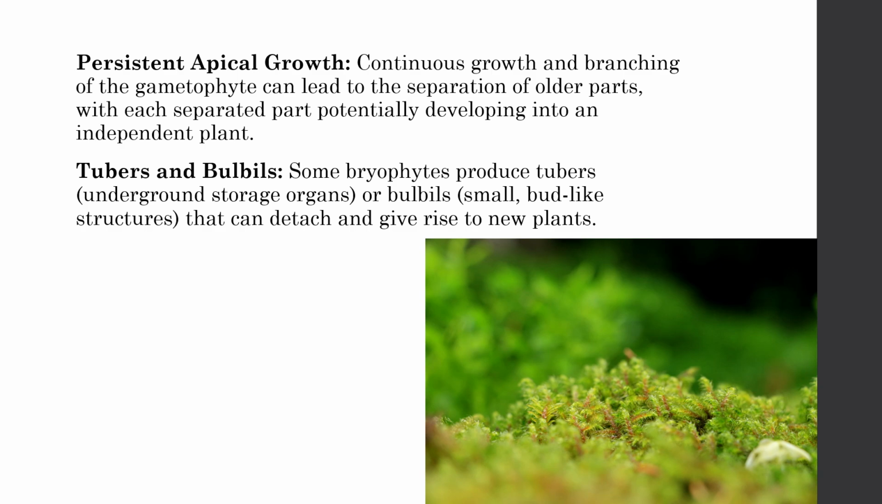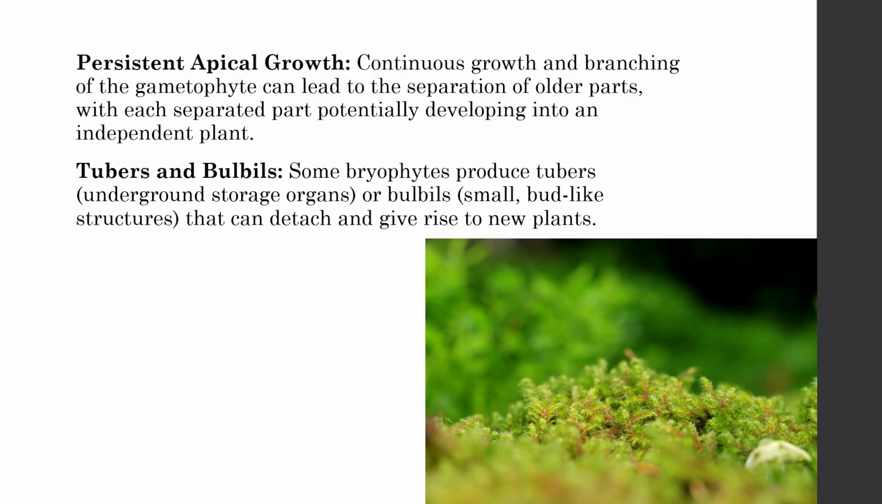Next is the persistent apical cone. The continuous growth and branching of the gametophyte can lead to the separation of older plants, with each separate plant potentially developing into an independent plant. This mechanism helps the plant survive in the ecological conditions to which it is adapted.